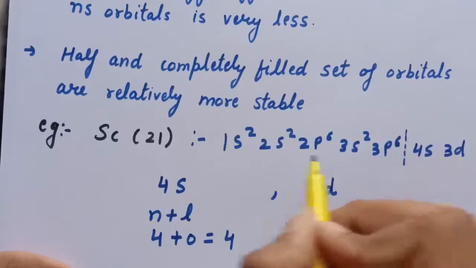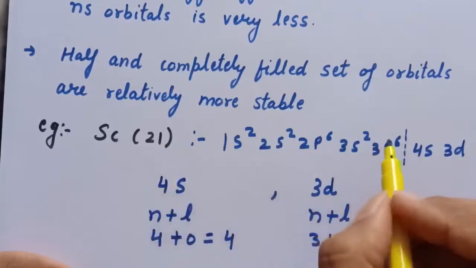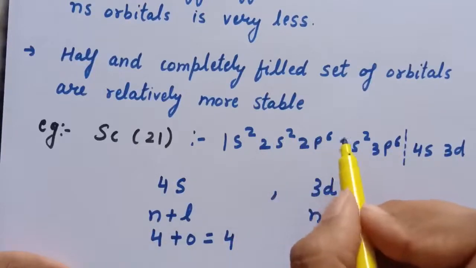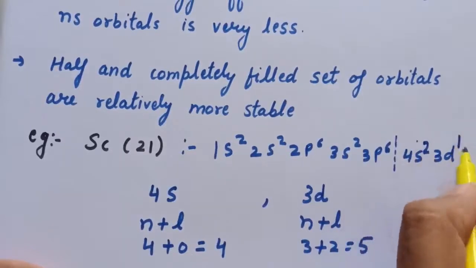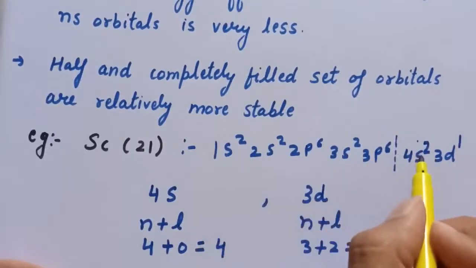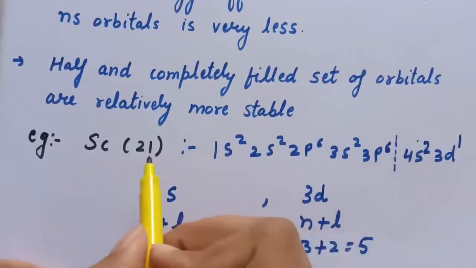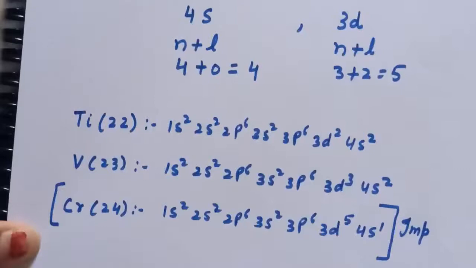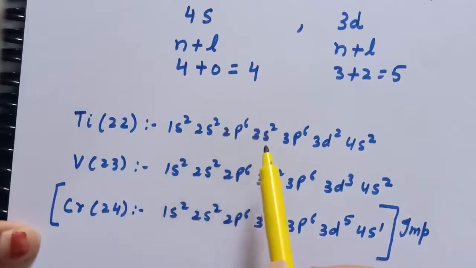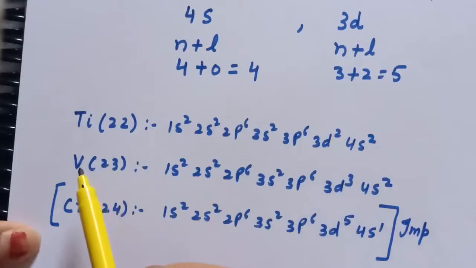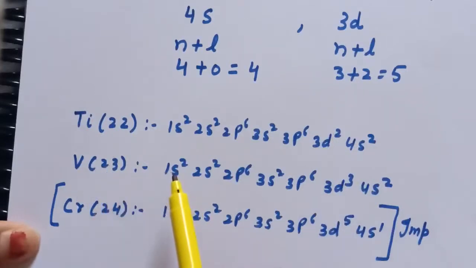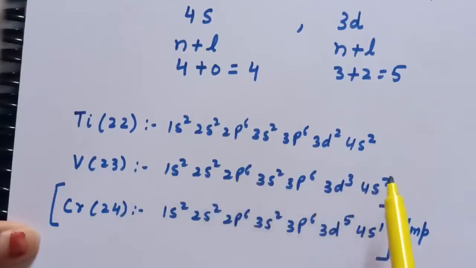After that we will fill 3d. So the electronic configuration for scandium is 1s2, 2s2, 2p6, 3s2, 3p6, 4s2, after that 3d1. Now next element is titanium. The electronic configuration for titanium is 1s2, 2s2, 2p6, 3s2, 3p6, 4s2, 3d2. Next element is vanadium. Atomic number is 23. Again the electronic configuration is 1s2, 2s2, 2p6, 3s2, 3p6, 3d3, 4s2.